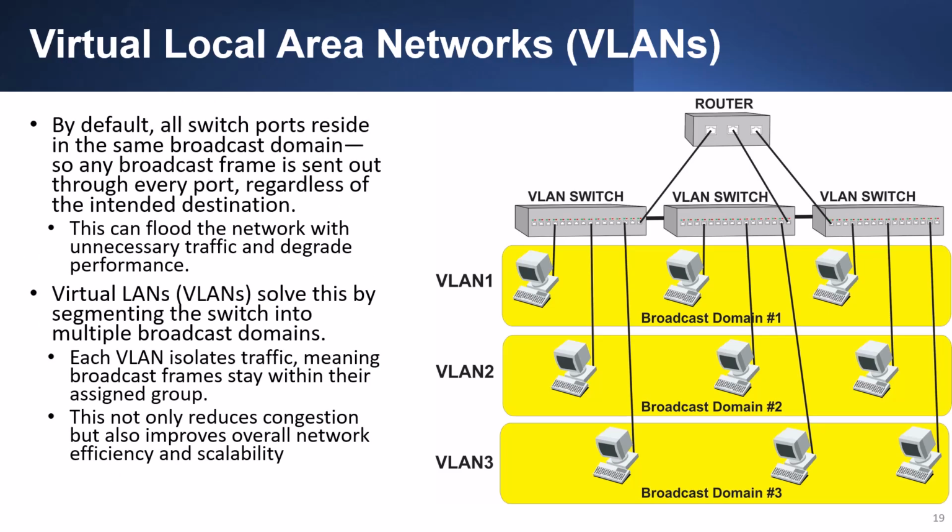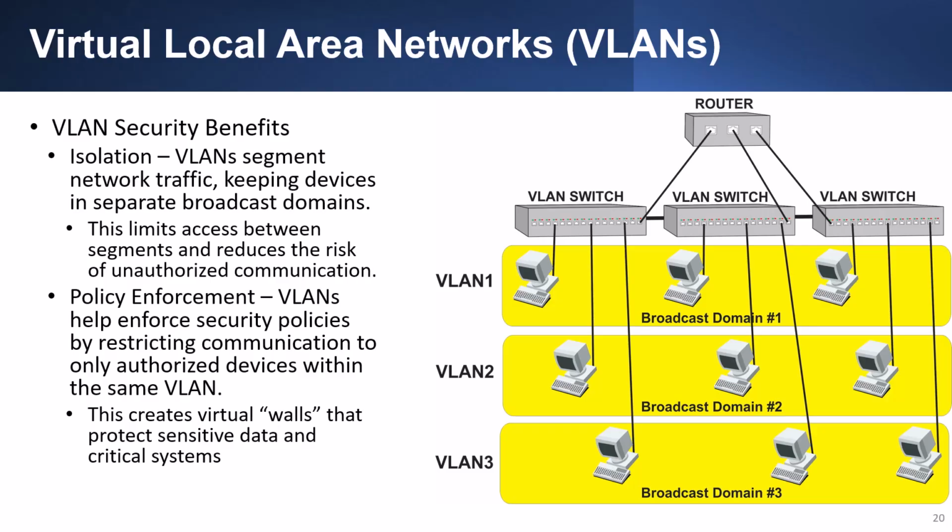By default, all switch ports reside in the same broadcast domain, so any broadcast frame is sent out through every port regardless of the intended destination. This can flood the network with unnecessary traffic and degrade performance. Virtual LANs solve this by segmenting the switch into multiple broadcast domains. Each VLAN isolates traffic, meaning broadcast frames stay within the assigned group. This not only reduces congestion, but also improves overall network efficiency and scalability.